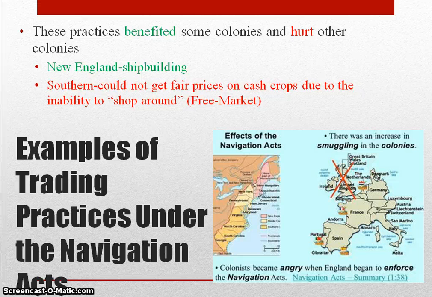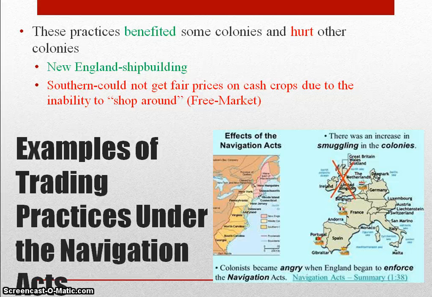These practices are going to benefit some colonies, but they're going to hurt others. In New England, it is very, very beneficial for your shipbuilders because you can only use British or British colony-made ships to use in your trade. But your southern colonies do not get fair prices on their cash crops because they are not able to shop around. They don't have a free market to say, hey, we'll sell this to France, we'll sell this to Spain, and vary your prices based on that. So it does not really benefit your southern colonies.